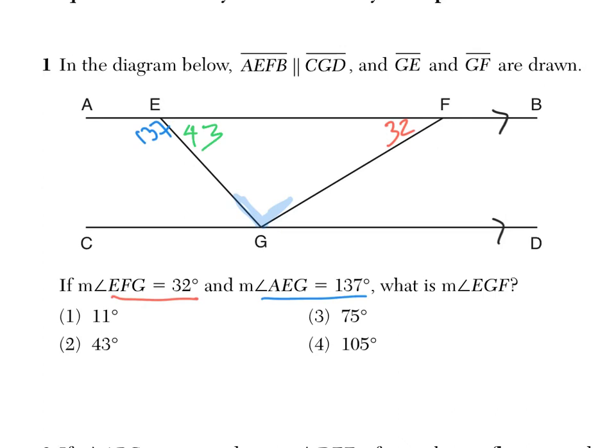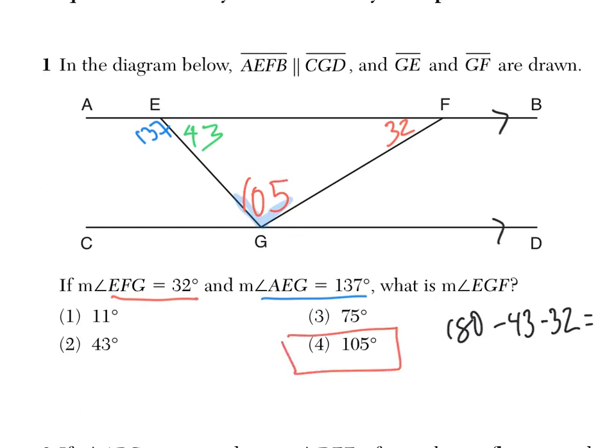And I know that 180 minus 43 minus 32 is going to give us EGF. And so 180 minus 43 minus 32, of course, is 105. And is that an option? It sure is. The correct answer to number 1 is option 4.